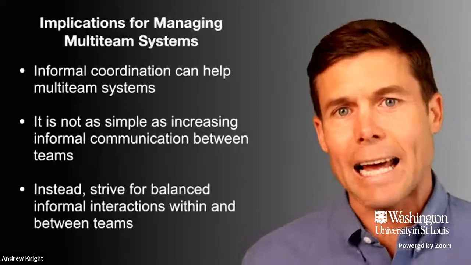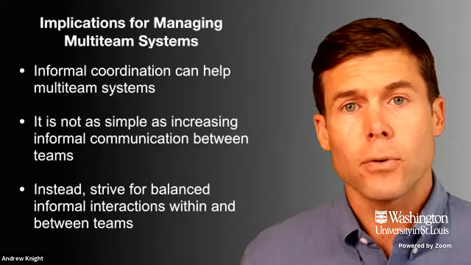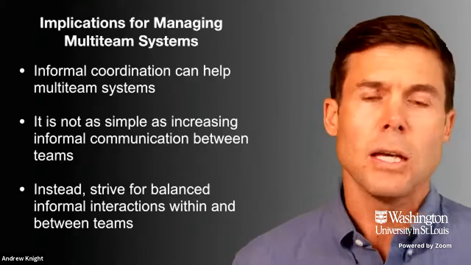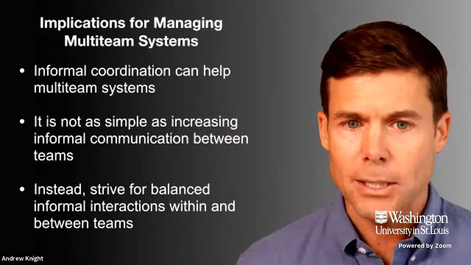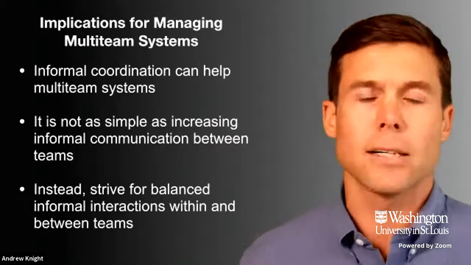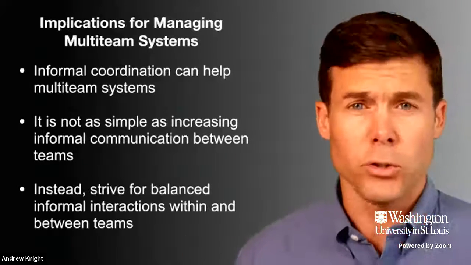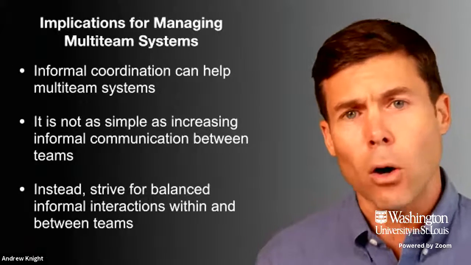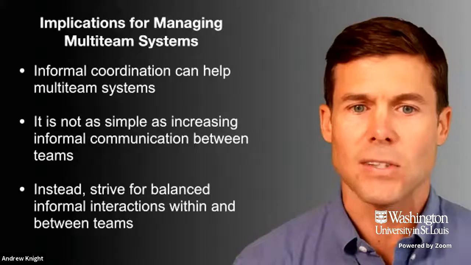However, it's not as simple as just increasing the volume of communication or the volume of coordination between teams, as NASA's Mars Climate Orbiter report suggested. More is not necessarily better. We have to think about more than just volume of coordination. We also have to think about how that volume is distributed across the different elements of the system.